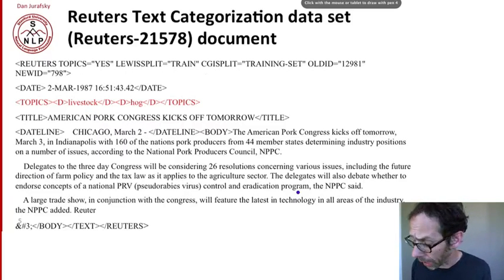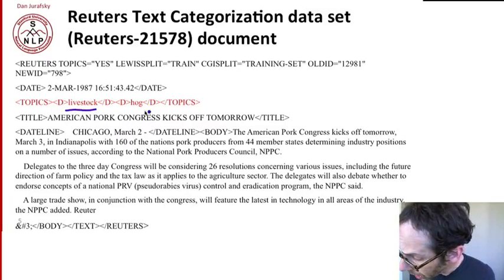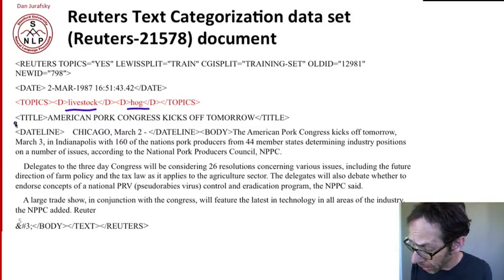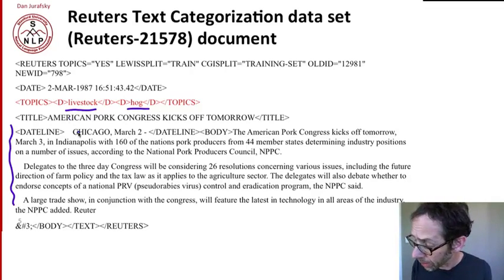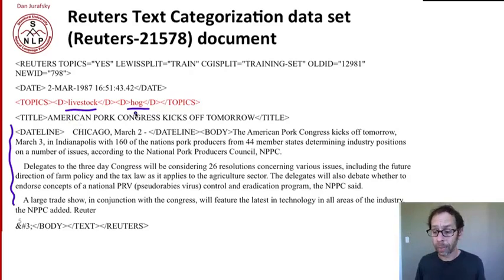Here's a sample Reuters document. You can see it's about livestock and about hogs, so it has two topics, and then here's the text. So our task is, given this text, to classify this document as about livestock and about hogs.